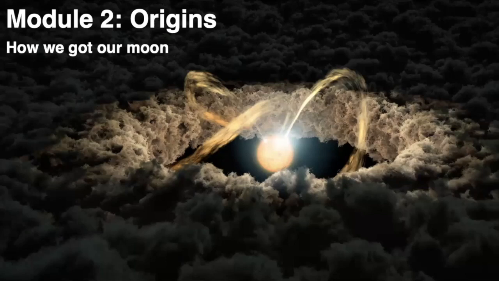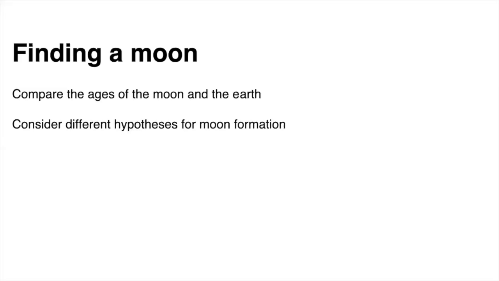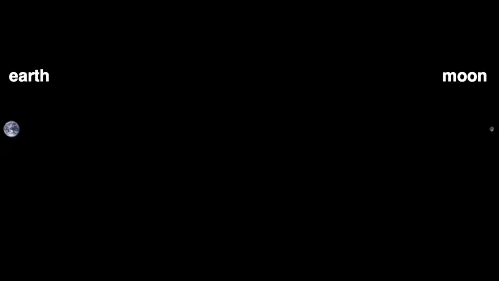So we've made the Earth, but where's the moon? In this video, we'll talk about where we think the moon came from. We'll use geochemistry to compare the ages of the moon and Earth, and then consider different ideas about how the moon was formed. So this is a scale distance of the Earth and the moon.